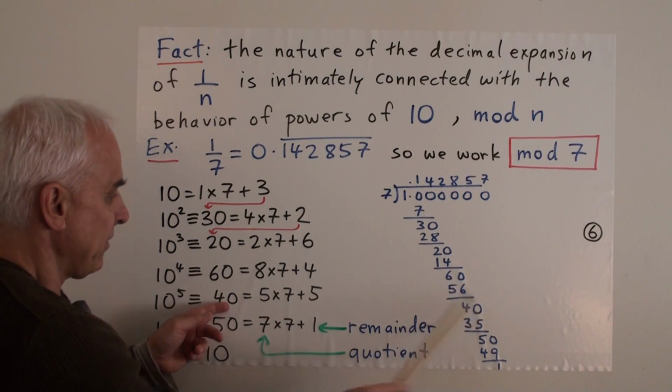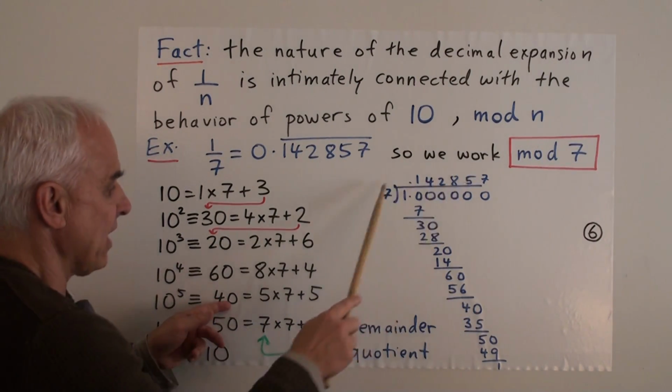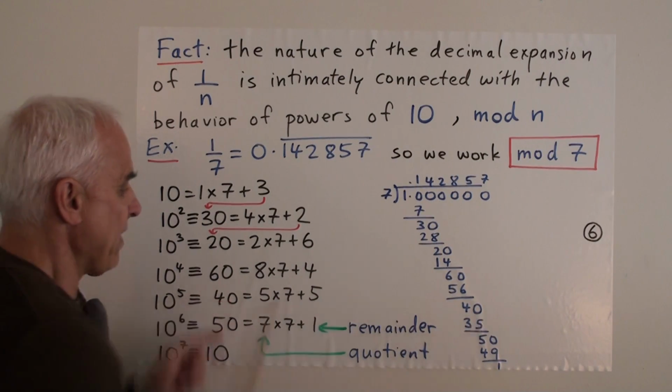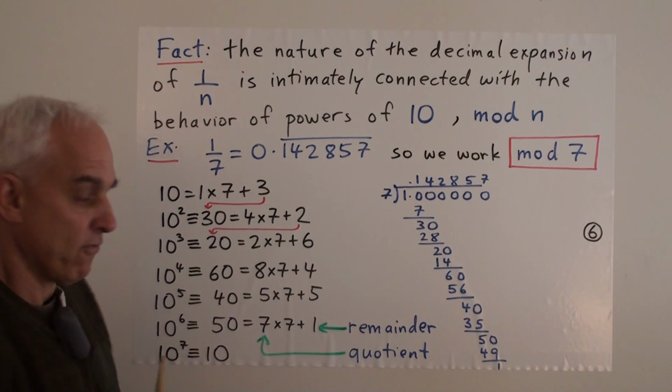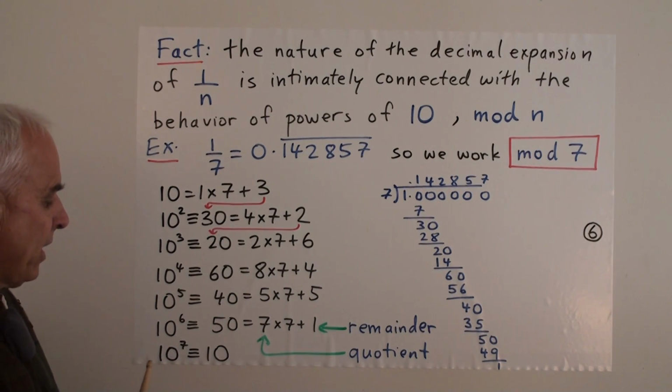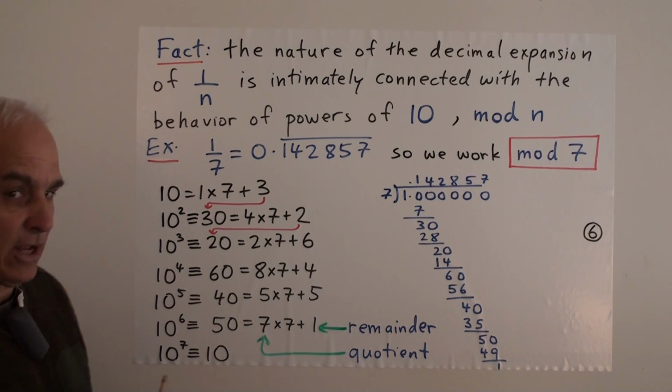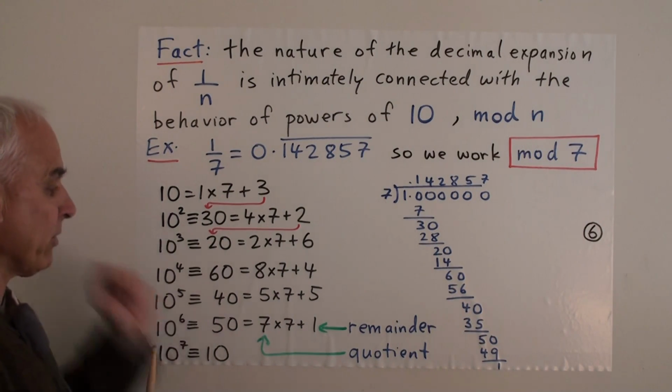And then we multiply by 10. 40 is equal to 5 times 7, plus a remainder of 5. And then 50 is equal to 7 times 7, plus a remainder of 1. And then at the next stage, we multiply by 10 again, and we get 10 to the 7 is congruent to 10. And we're back to where we started.